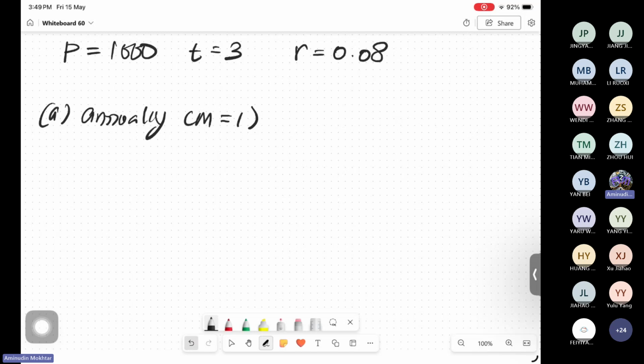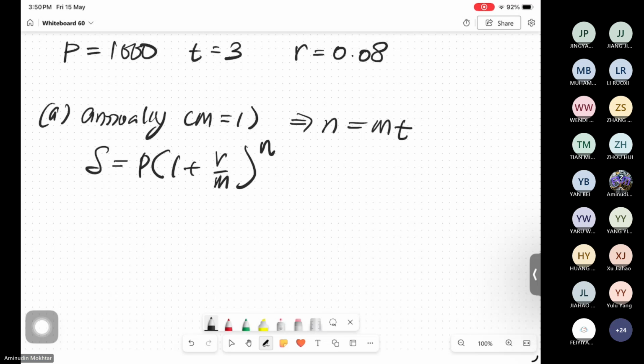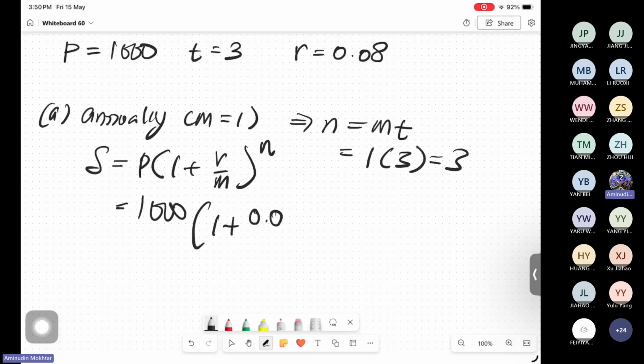So the formula is S equal to P times 1 plus R over m to the power of n. In this case we have m equal 1, t equal 3, R equal to 0.08. n equal to m times t, where m equals 1 and t equal 3, so n also equals 3. So based on the example, this is equal to P 1,000 times 1 plus 0.08 divided by 1, to the power of n, where n equal 3 for this case.